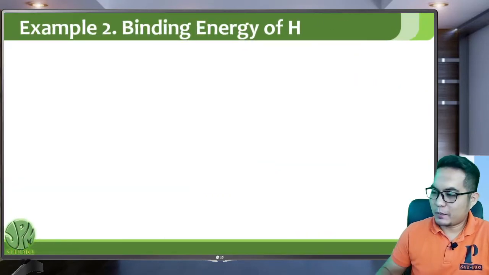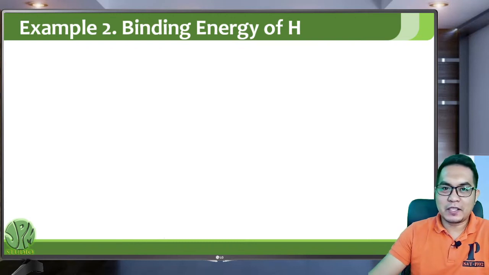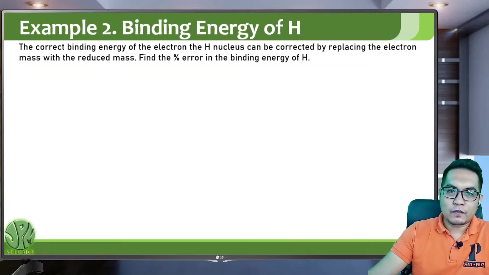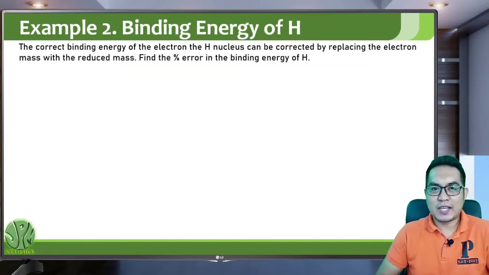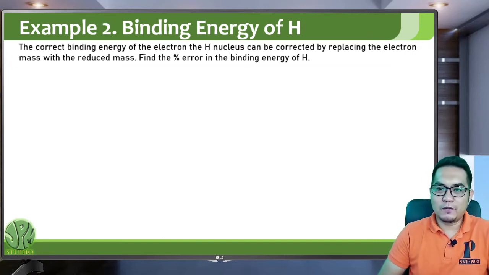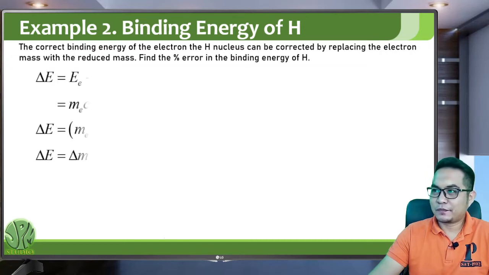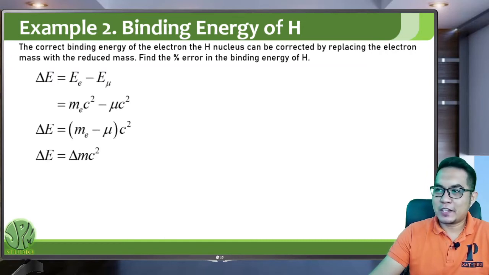So the last example is with regards to the binding energy of hydrogen. So the correct binding energy of the electron in the hydrogen nucleus can be corrected by replacing the electron mass with the reduced mass. So the reduced mass is actually the correction for the mass of the electron when you are calculating the binding energy of hydrogen. So hydrogen has one proton and has one electron. So find the percent error in the binding energy of hydrogen.